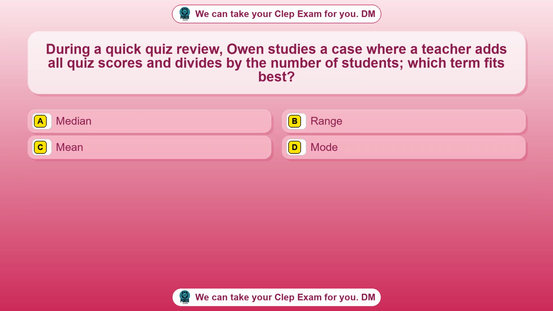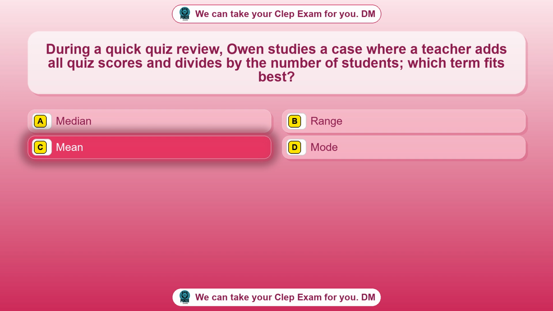Question 93. During a quick quiz review, Owen studies a case where a teacher adds all quiz scores and divides by the number of students. Which term fits best? Option A, median. Option B, range. Option C, mean. Option D, mode. The correct answer is option C, mean.